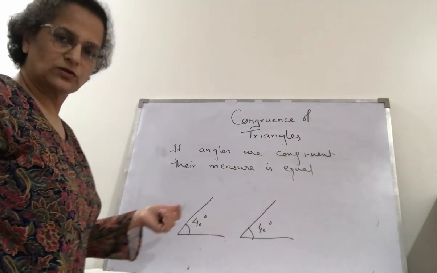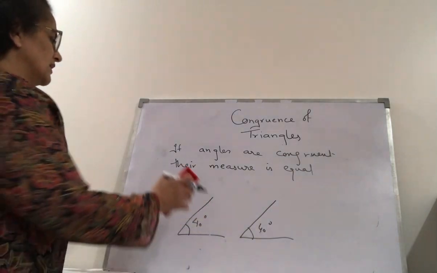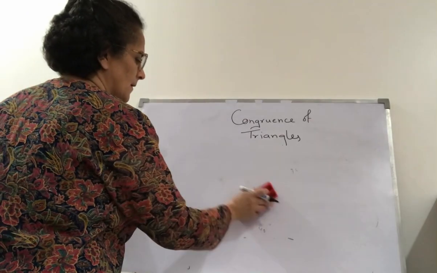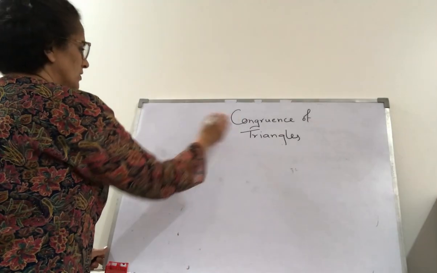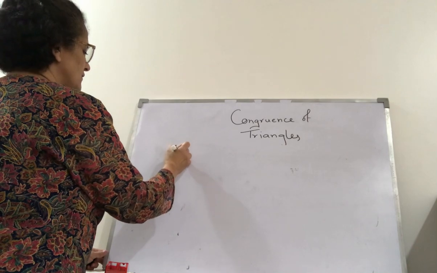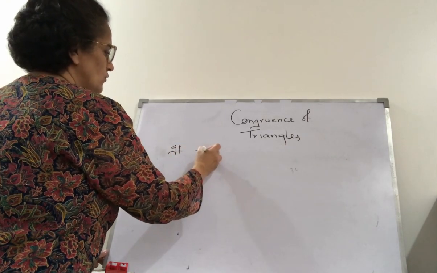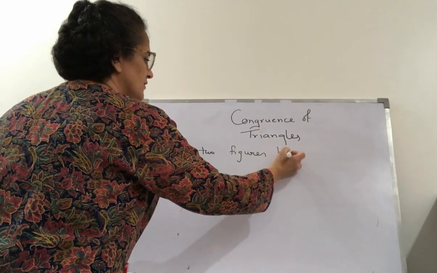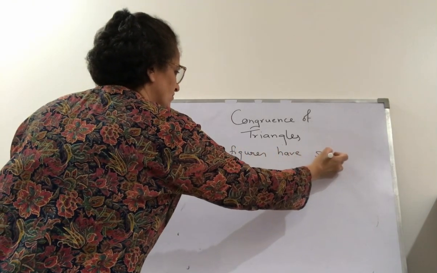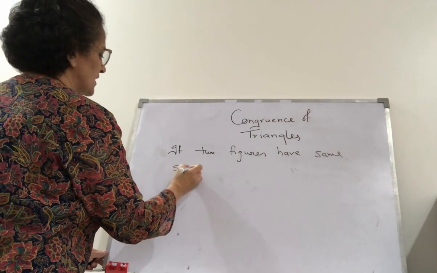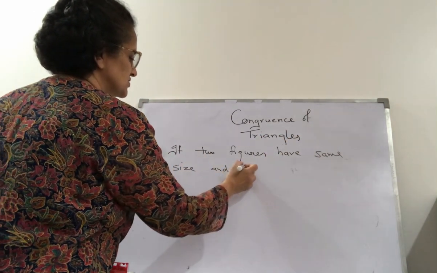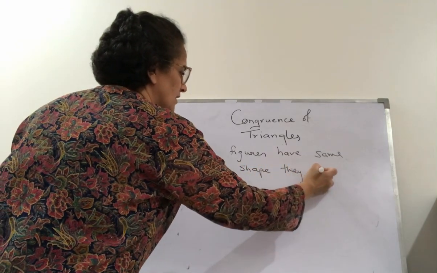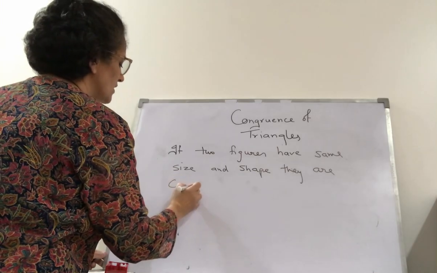Now after learning about line segment and angles, let's learn about triangles now. We are now talking about congruence. If two figures have same size and shape, they are congruent. They are congruent.